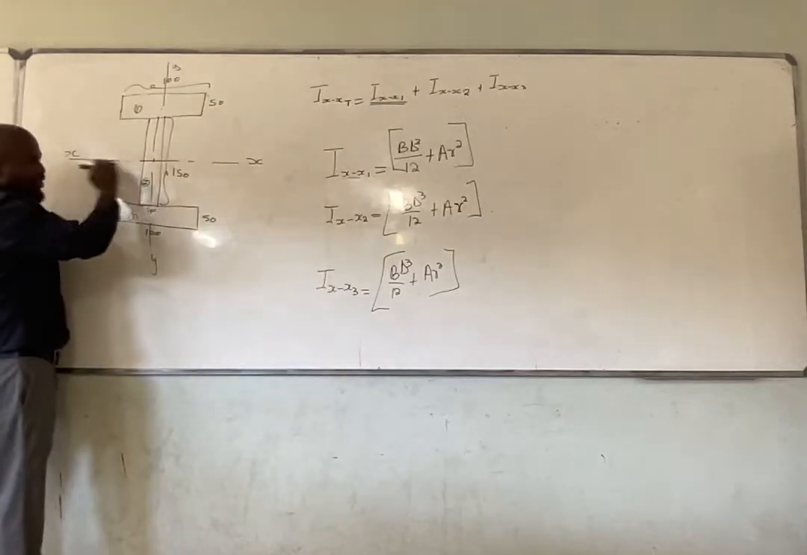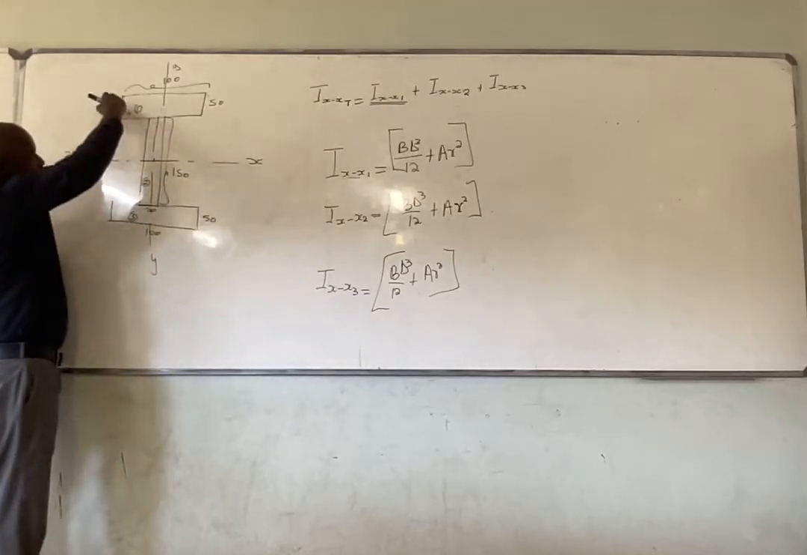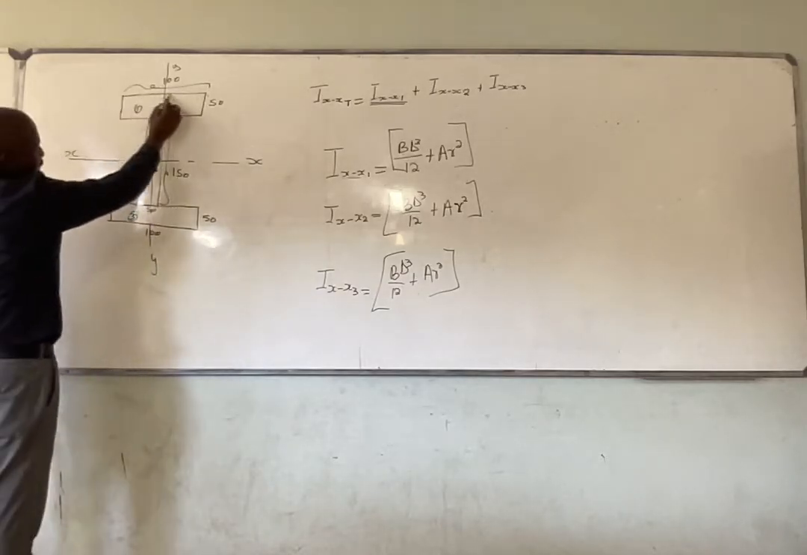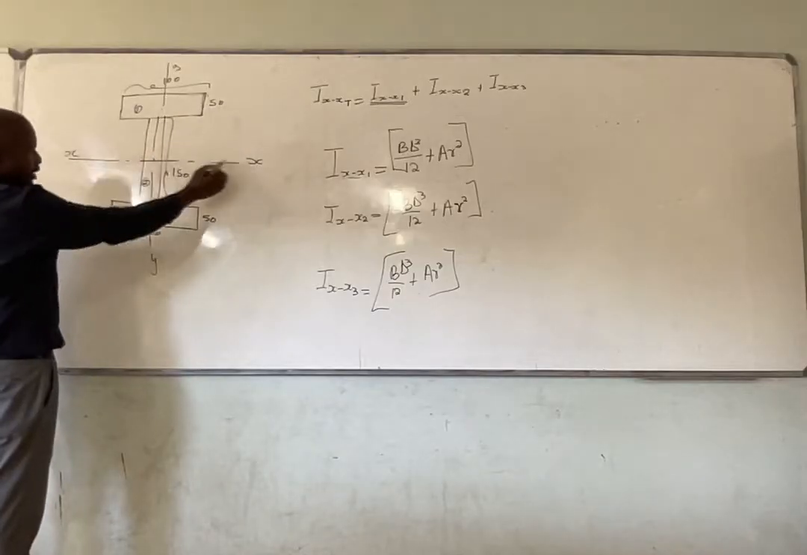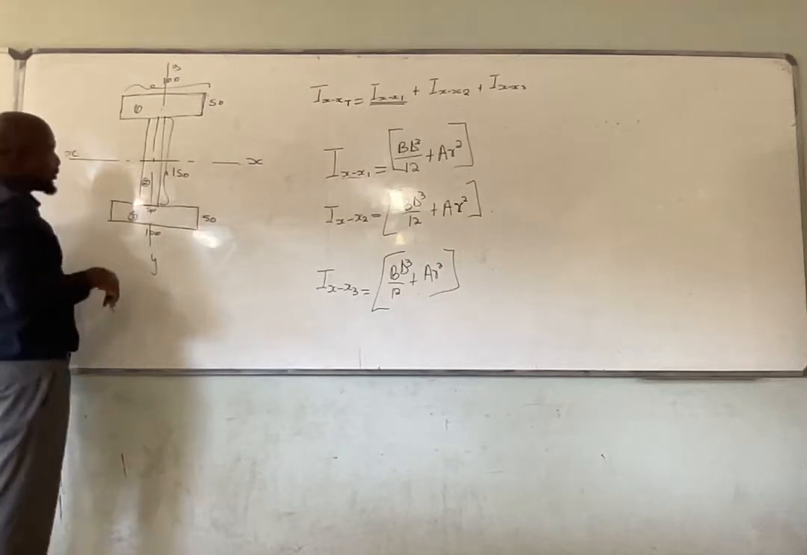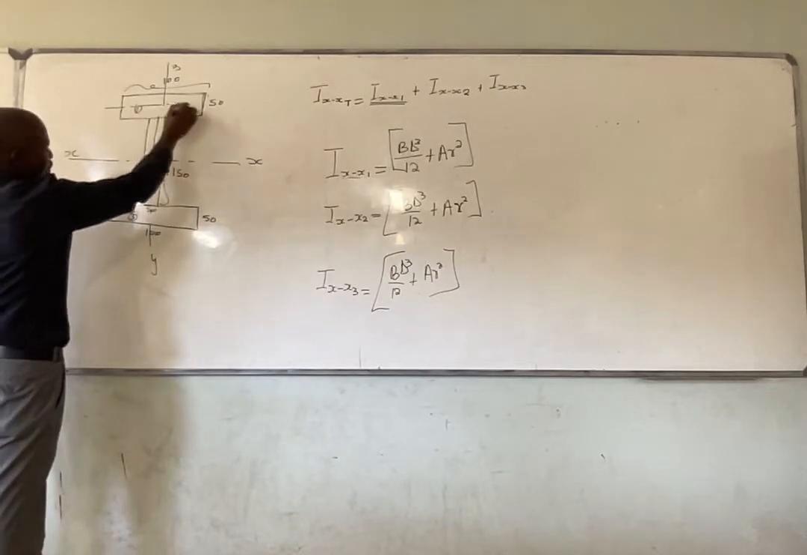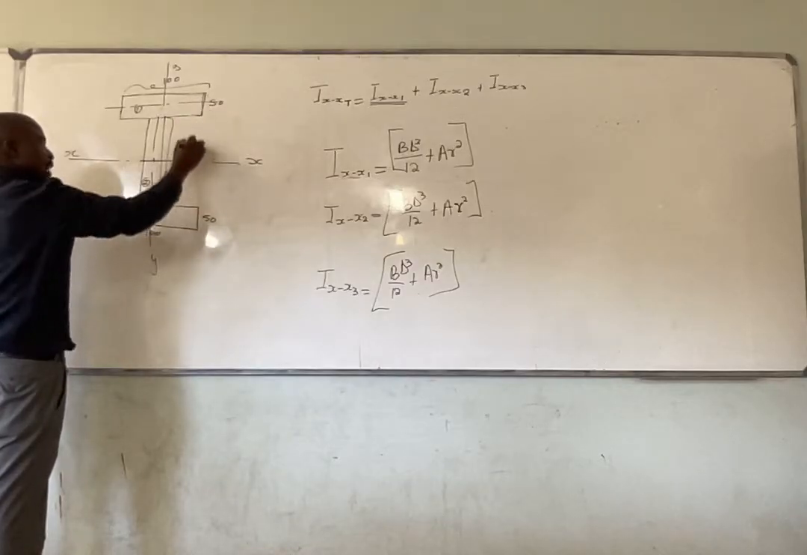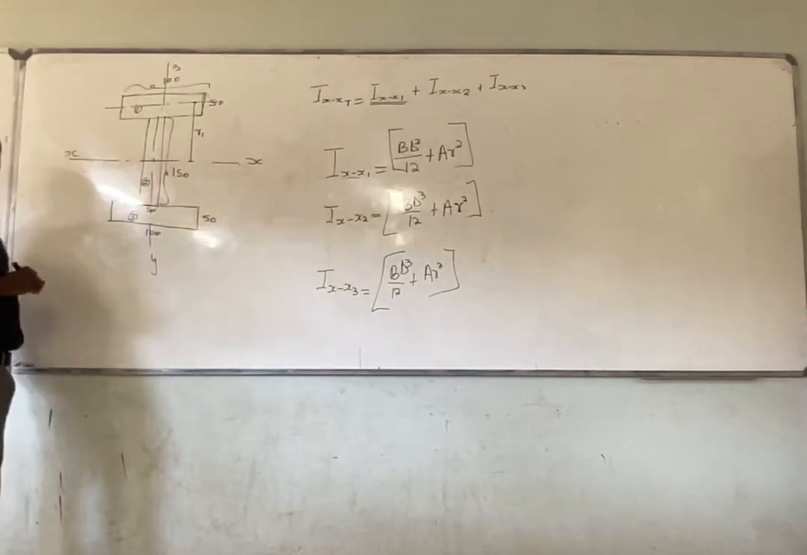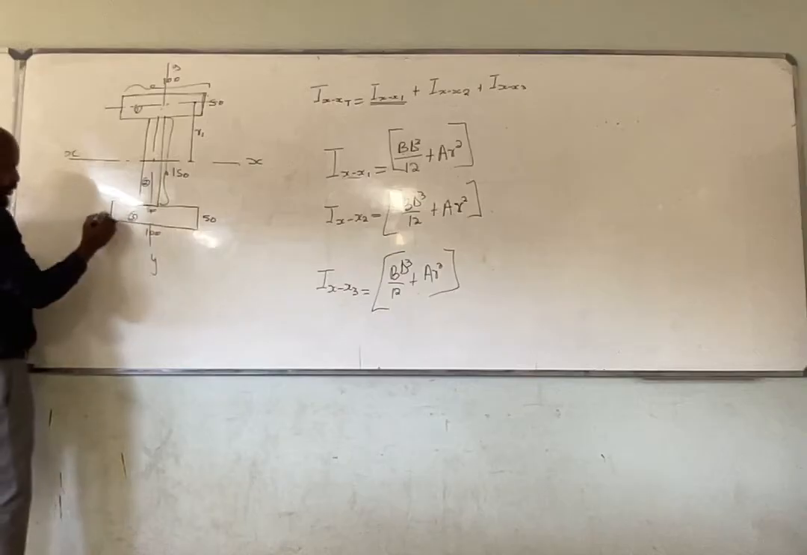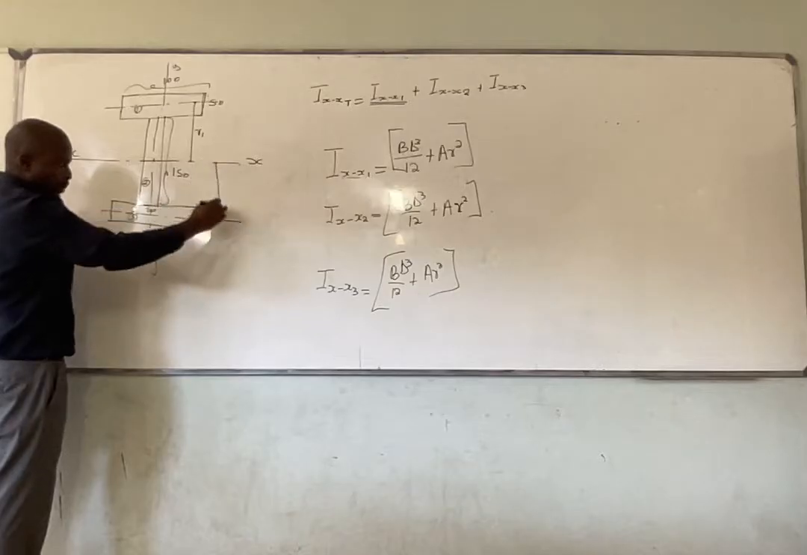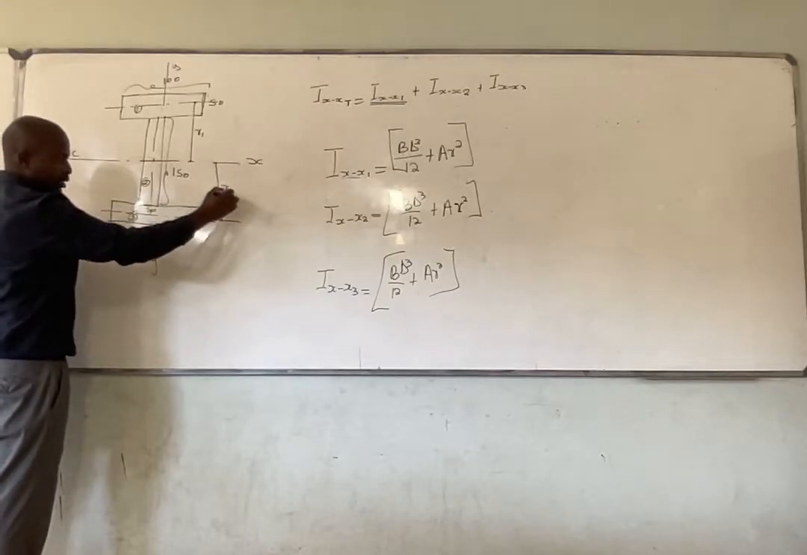R is the distance from the neutral axis up until the center of that area. For instance, here we have area 1. This is the neutral axis for the whole cross-sectional area of the beam. So if this is the center of area 1, how long from here up until there? That will be your R1. Then this is your R3, the center of area 3. How long from there up until there? That will be your R3.